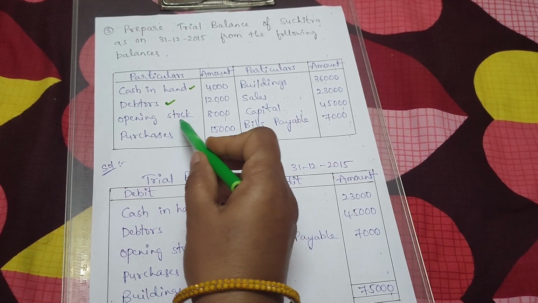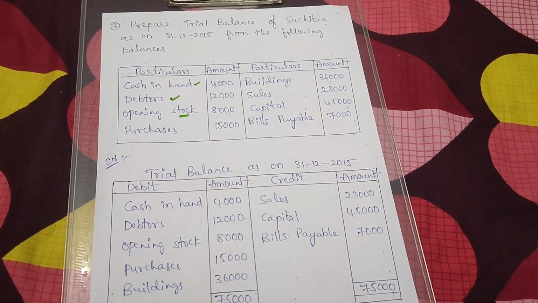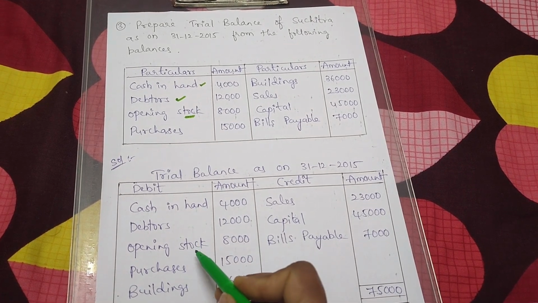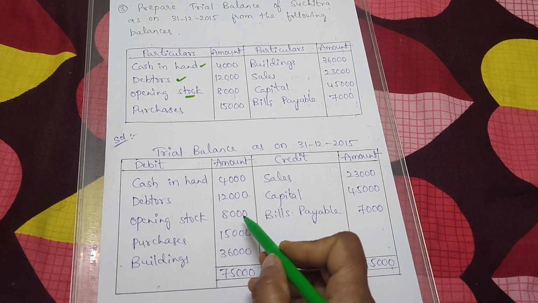And next, opening stock. Stock is always an asset. So assets again we should record under debit only. That is why opening stock also is recorded under debit.